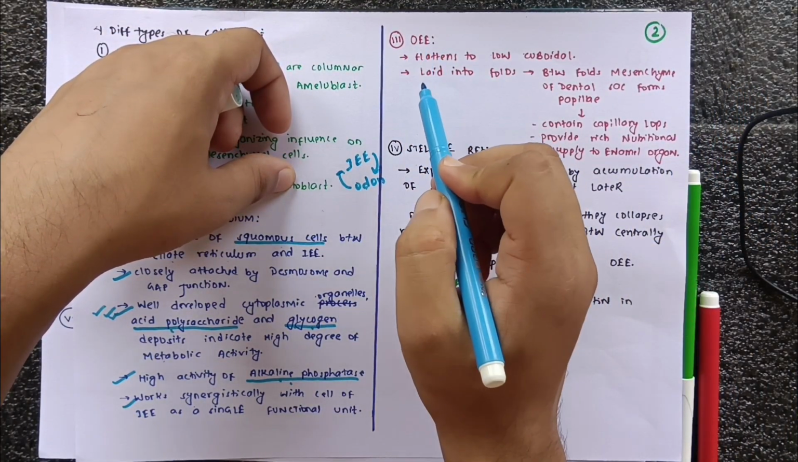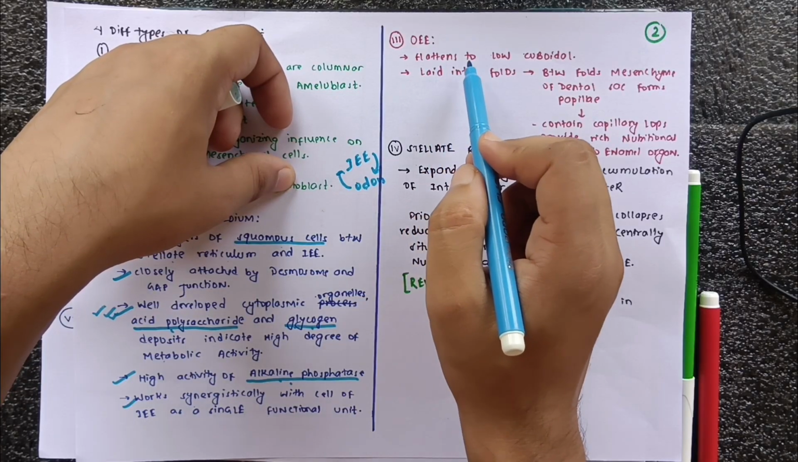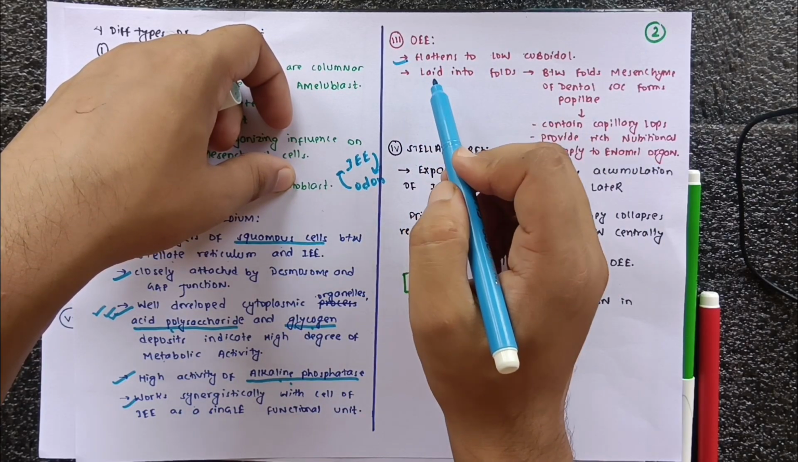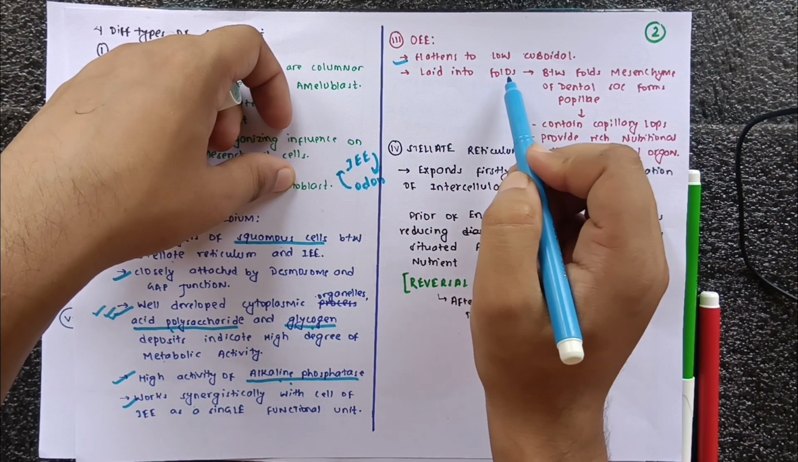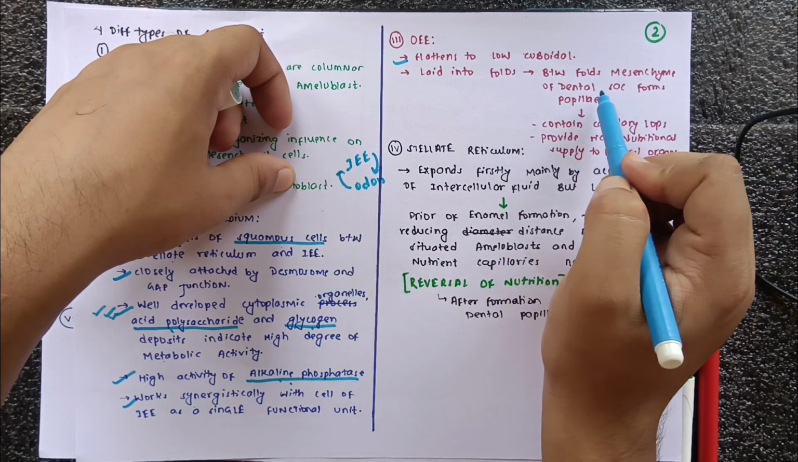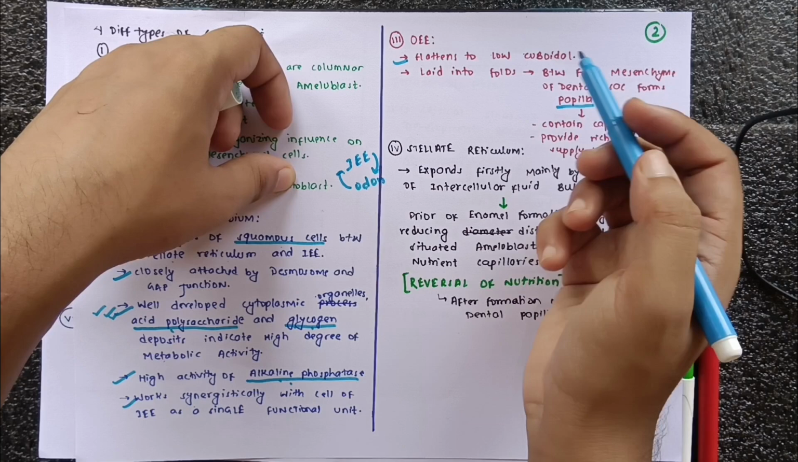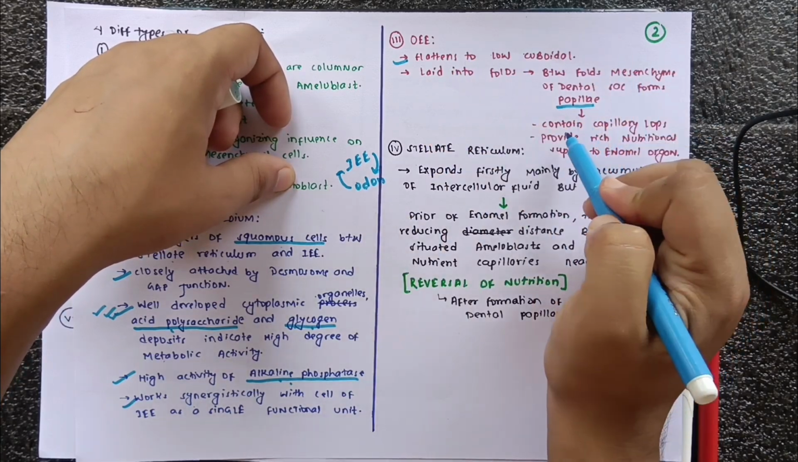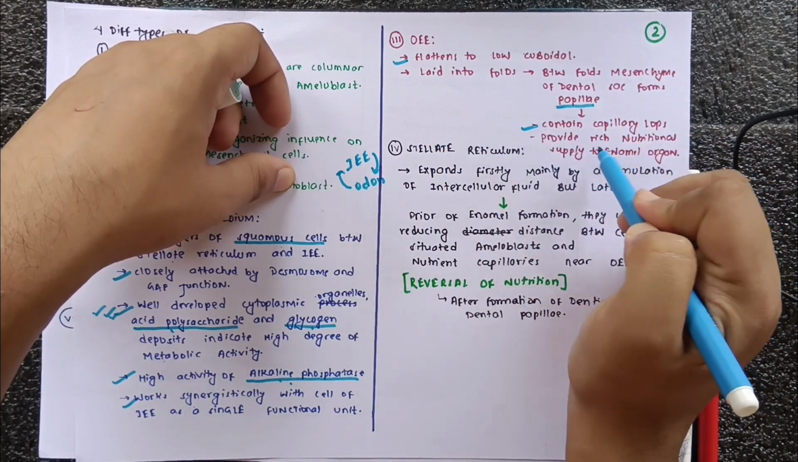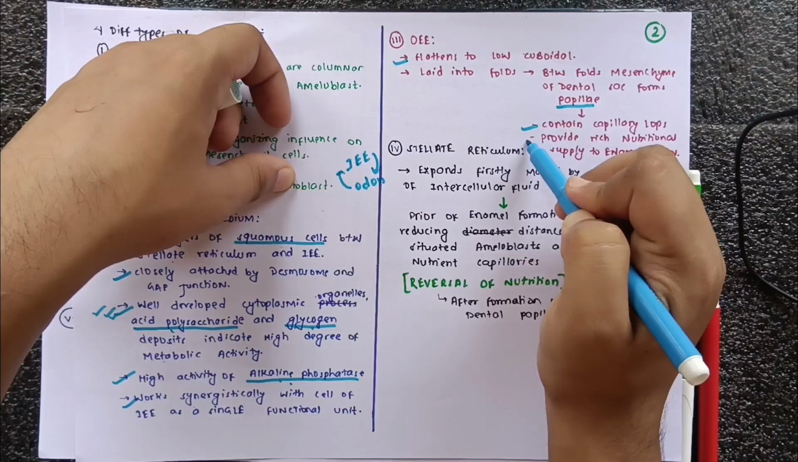In the outer enamel epithelium, there are flattened to low cuboidal cells, and they are laid into folds. Between the folds, the mesenchyme of the dental sac forms papillae. This is not the dental papilla, this is another kind of papillae here, and it contains capillary loops and provides a rich nutritional supply to the enamel organ.